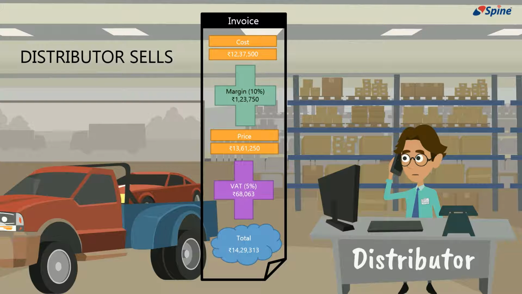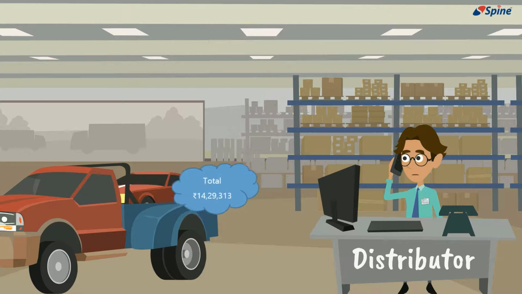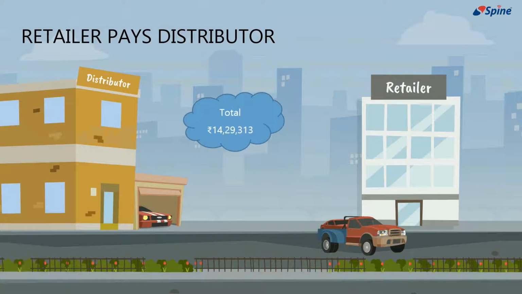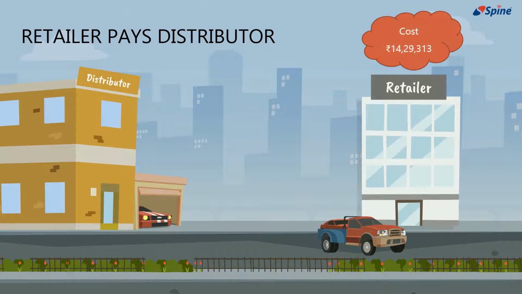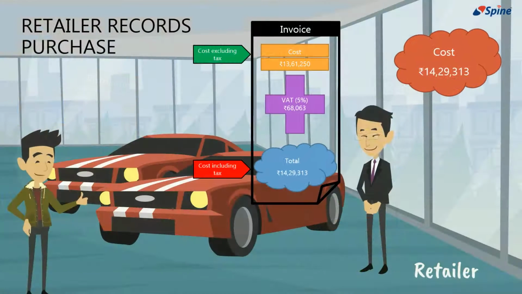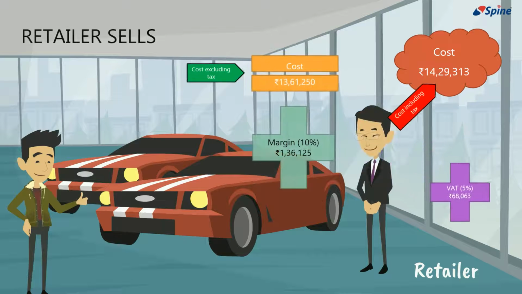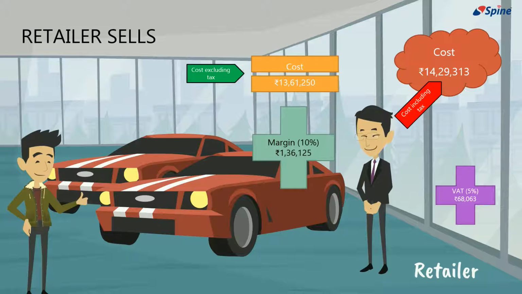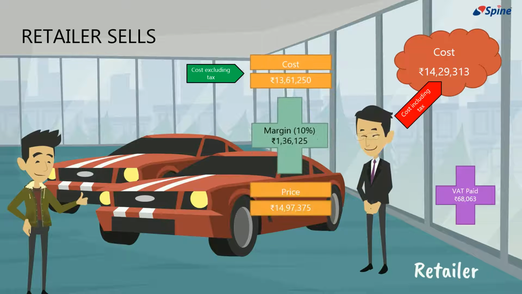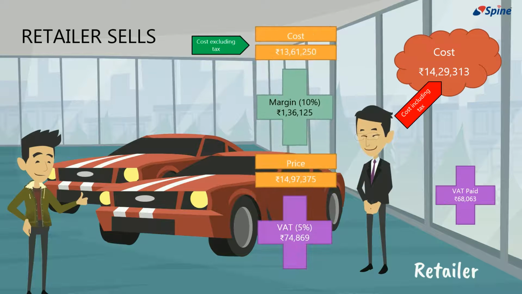The selling price of the distributor becomes the cost price for the retailer. Once again, the invoice received by the retailer has three parts: cost excluding tax, the tax, and the cost including tax. The retailer leaves the tax component aside, and adds a 10% margin on the cost excluding tax. This increases the price of Mustang to ₹14,97,375. The retailer mostly sells in the same state.